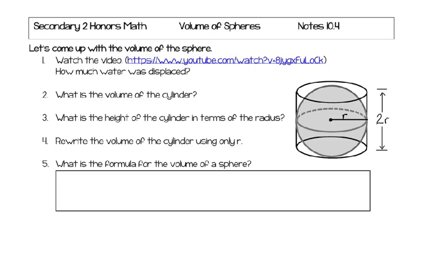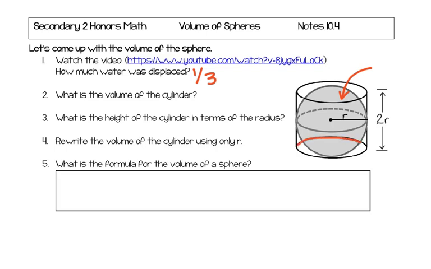Okay, as we saw in the video, how much water was displaced? Once you put the sphere into the cylinder, how much was pushed out of the cylinder? It was a third of the water that was pushed out. Okay, to help us figure out how this is all working together, what is the volume of the cylinder?